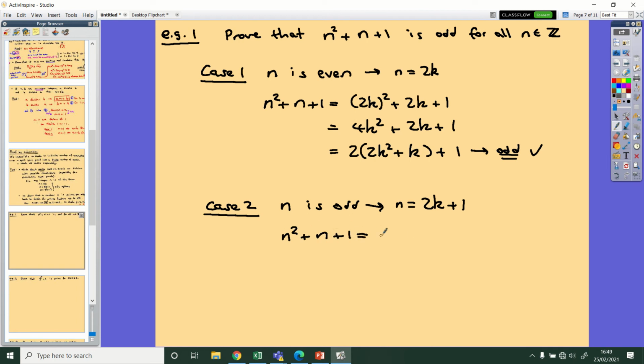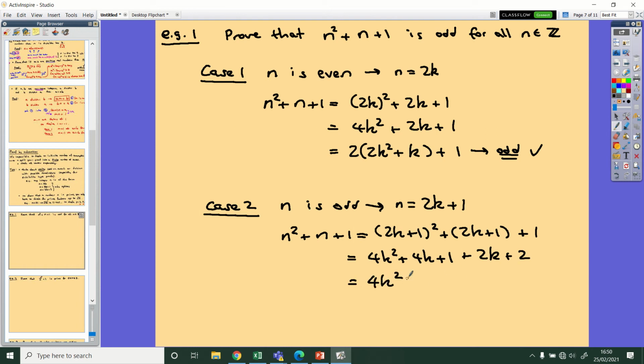Okay, so what happens when you stick it into this expression then? You get 2k plus 1 all squared plus 2k plus 1 plus another 1. Expand it out, you're going to get 4k squared plus 4k plus 1. That's the first bit squared out. And then plus 2k. And then I'm going to combine these ones into 2. Then I can do a bit of tidying up. I've now got 4k squared plus 6k plus 3.